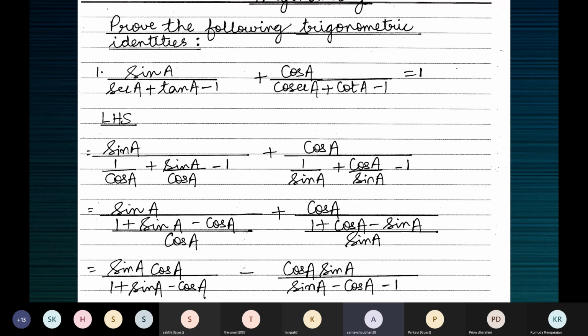Ma'am, you didn't show that cos A into sin A, and then you should put a bracket outside the denominator. Okay. So let me tell you how it is. Till here you should have understood. So sin A cos A goes up to the numerator by 1 plus sin A minus cos A. And here sin A goes up to the numerator. So cos A sin A divided by this, but I have not written this. You can see it here. I have not written it.